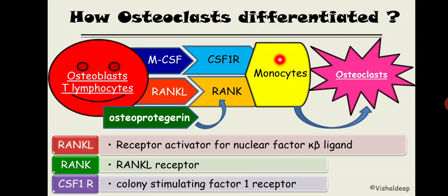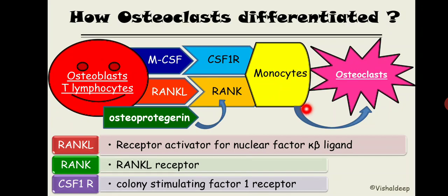We want conversion of this monocyte into the osteoclast, the multinucleated cell situated over the bone surface, right? Now this monocyte has two receptors, one is RANK, another is CSF1R, and for them there are appropriate ligands present over the osteoblast or T lymphocyte. One is RANKL, another is MCSF. When these two bind with the appropriate receptors, the monocyte will be converted into the osteoclast.